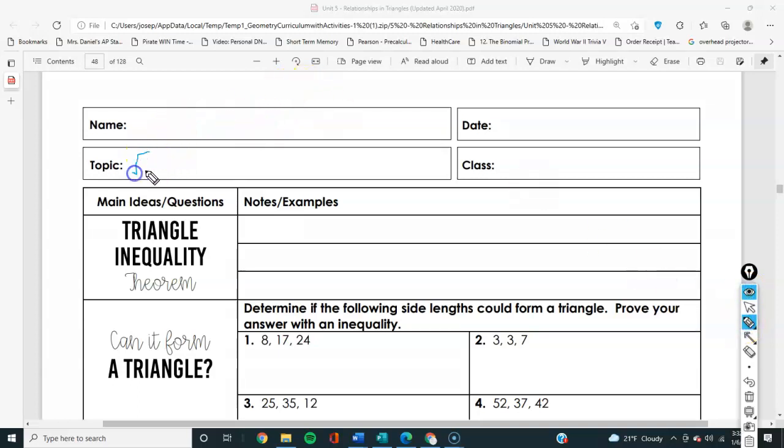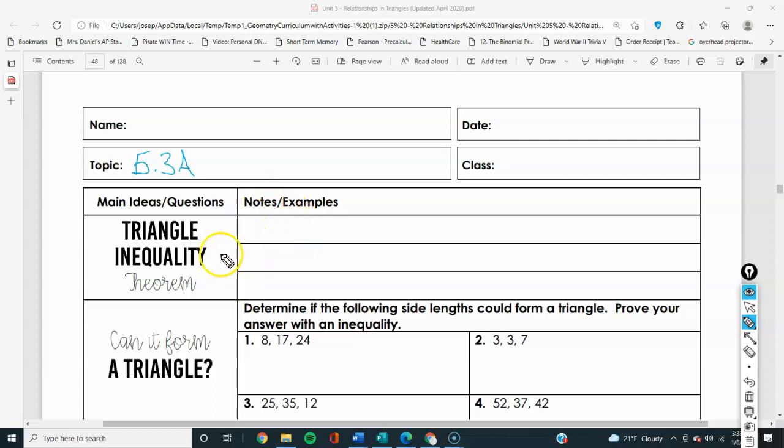Today we are going to be looking at 5.3a, the triangle inequality theorem. What we're going to look at is what triangles can exist and what cannot. Tomorrow in class or next time we see each other, remind me to show you a video about why this works and we can put it together. So what is the triangle inequality theorem?